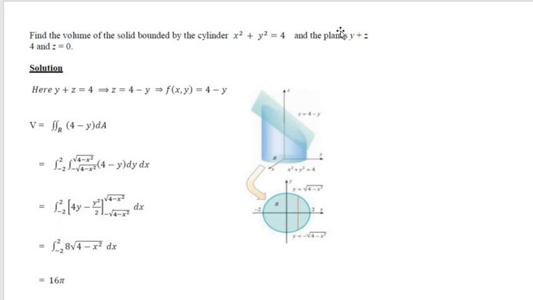So this is another example. The plane y plus z equal to 4, z equal to 4 minus y, that is the surface f of x y. So volume can be written as double integral over R (4 minus y) dA, and region of integration is a circle. So from that, the limits here: y is varying from minus root of 4 minus x square to root of 4 minus x square, and limits of x is from minus 2 to 2. So substitute the limits and integrate, so we get 16 pi.